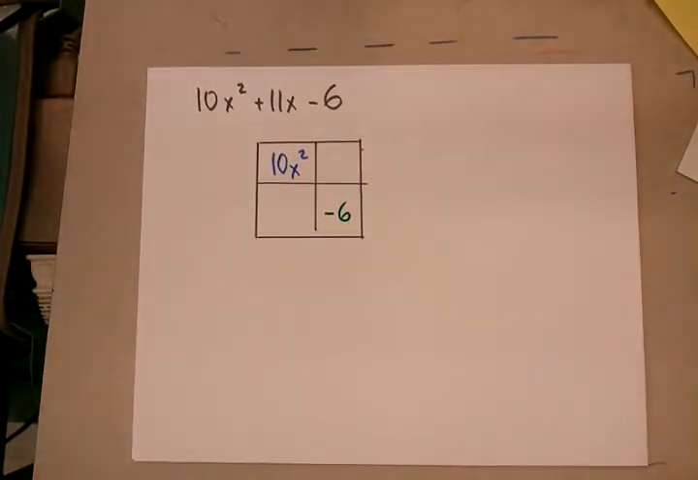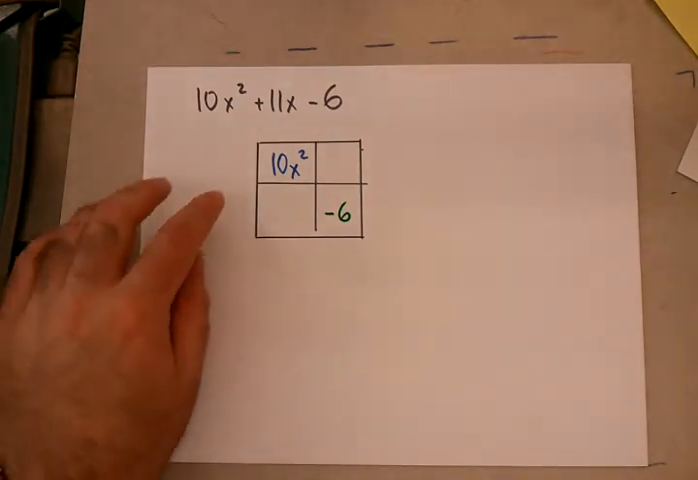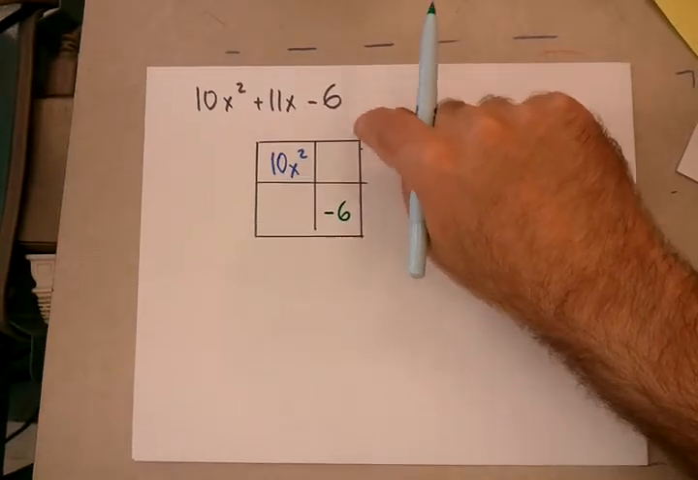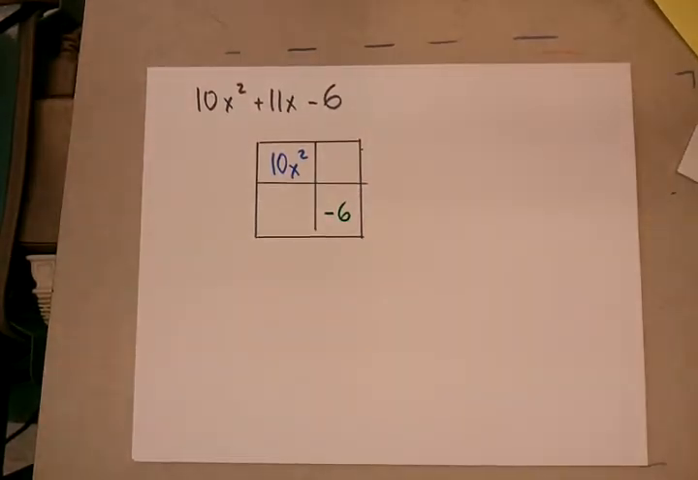So here the 10x squared, or whatever's in that first position, will always occupy the top left, and whatever is in the last position, in this case a negative 6, will occupy the bottom right. These two are open boxes that you are going to be filling in. It's kind of like the diamond method, similar to that. So how do we figure out what goes into those two open boxes?